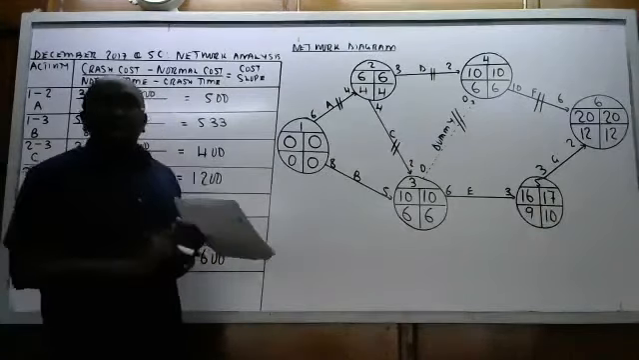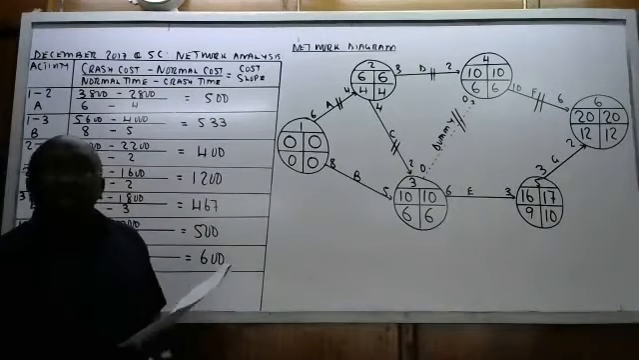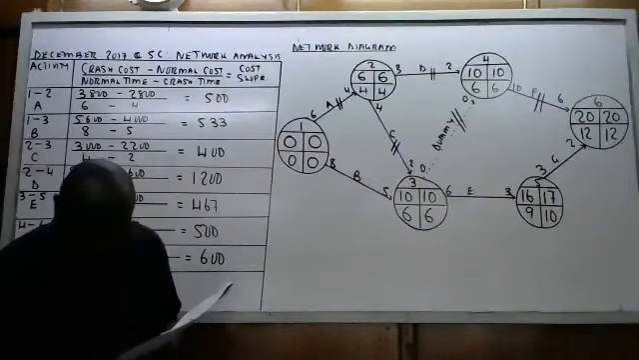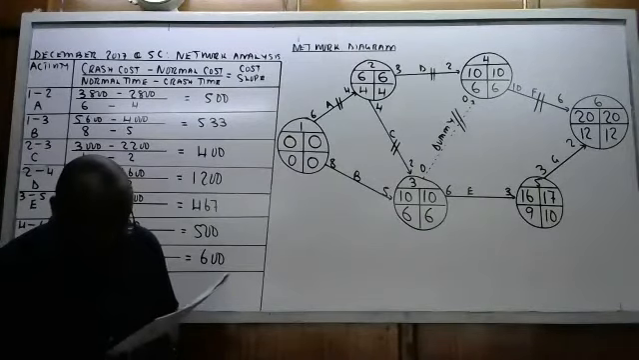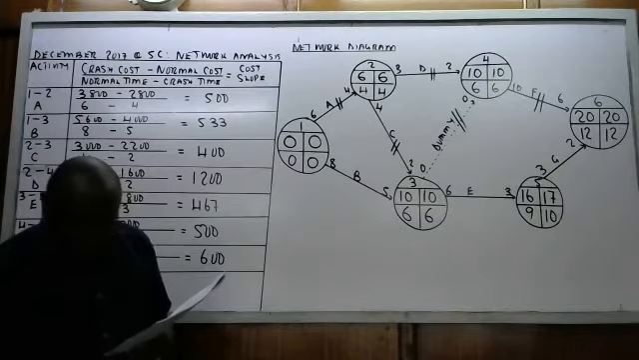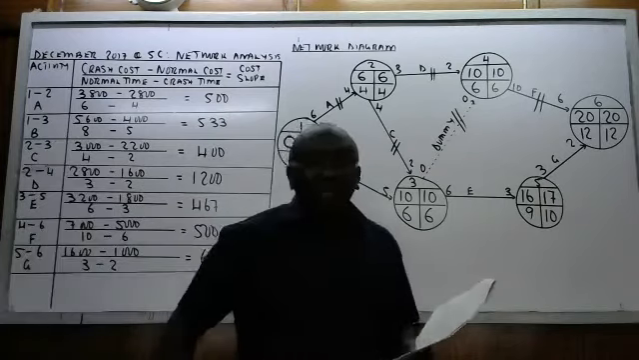So add those costs, the normal costs, add the normal cost, and you send me the figure for the normal costs. You send me 2,800 plus 4,000 plus 2,200 plus 1,600 plus 1,800 plus 5,000 plus 1,000. Send me the figure.